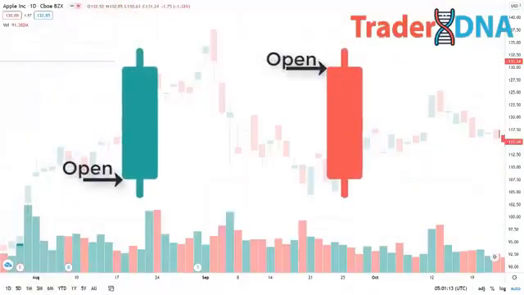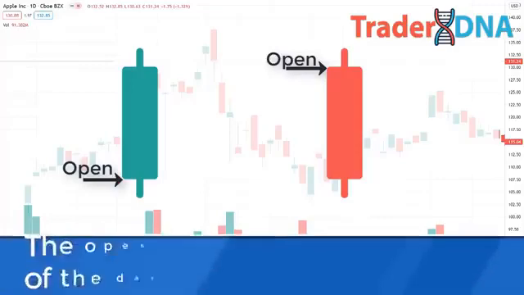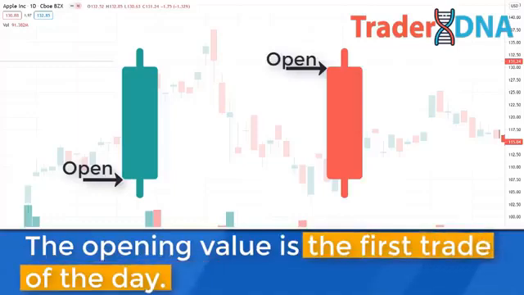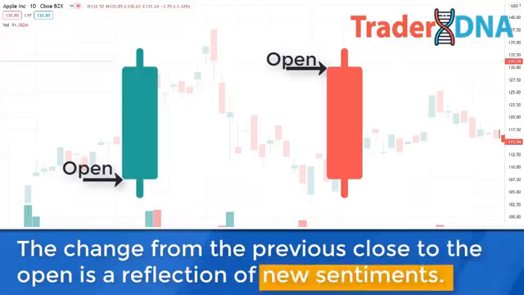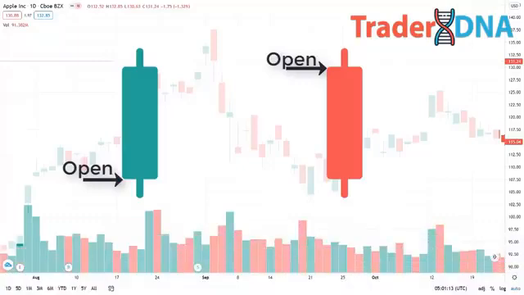The open price tells us where the balance between buyers and sellers is at the opening of that period. The opening value is the first trade of the day. After the traders have time to review the markets overnight, the open represents the desired position of investors to begin the day. The change from the previous close to the open is a reflection of new sentiments. Also, institutions looking to accumulate or distribute a position often place orders at the open because the open trade is often the largest, most liquid trade of the day. In this way, the open might be one of the best times to accumulate or distribute a large volume of an asset while minimizing the impact on the asset's price.